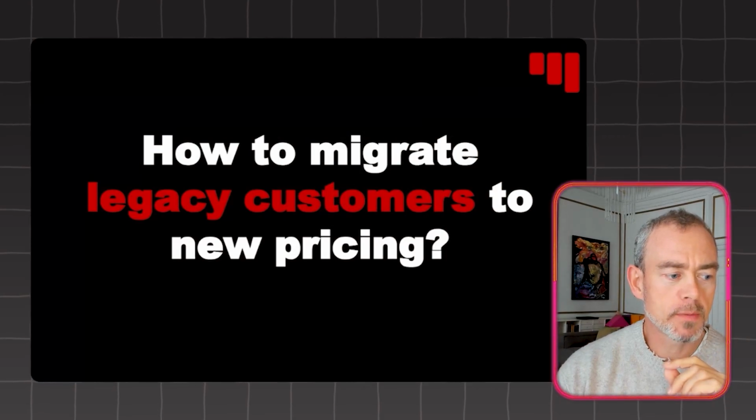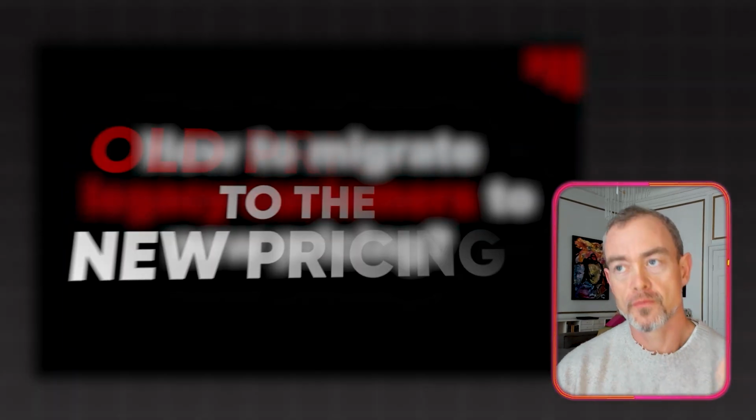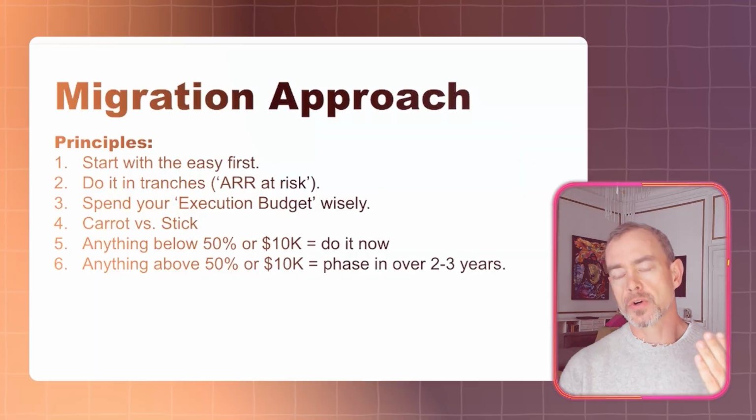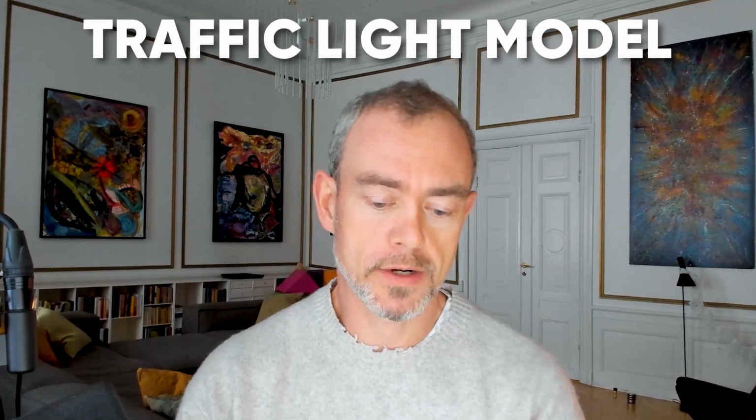The last thing I want to talk about is how to migrate customers from the old pricing to the new. And my approach is relatively simple. So let's say that we're at the point where you decided to 3.5x your pricing and you validated with customers and you got the right traffic light model and you pushed it out into new sales and the customers in the market are actually buying at these new prices with the new packaging.